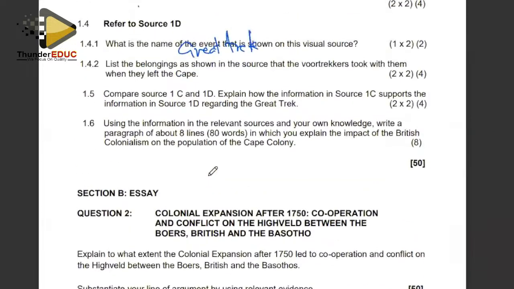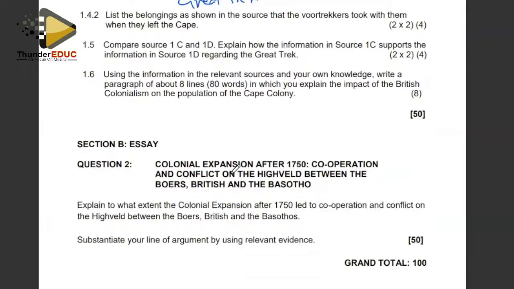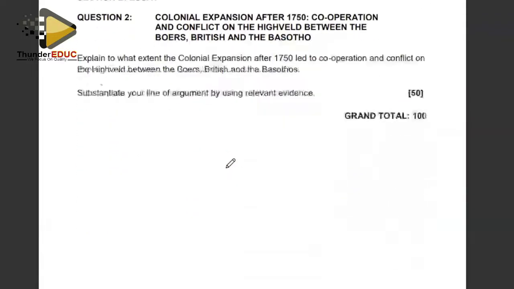Our last question is a paragraph question. Using the information in the relevant sources and your own knowledge, write a paragraph of about 8 lines in which you explain the impact of the British colonialism on the population of the Cape Colony. I will just highlight how you answer your paragraph question.